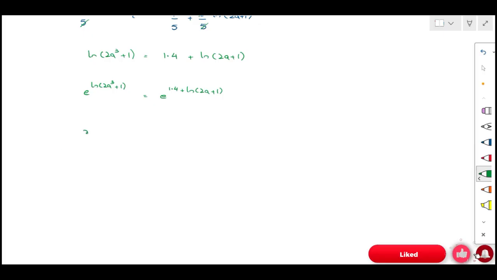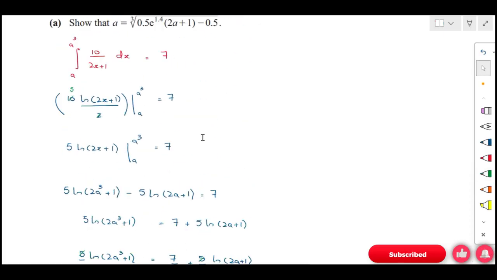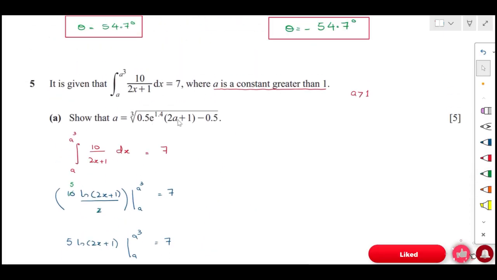So we can say 2a cube plus 1 is left, and here e to the power 1.4 in the product with e to the power natural log of 2a plus 1. So it's a sum in the exponent, so we can split it. Now 2a cube plus 1 equals e to the power 1.4 as it is, e and ln cancel out, and we are left with the product of 2a plus 1. Okay, let me compare this with the given form, e to the power 1.4 into 2a plus 1.